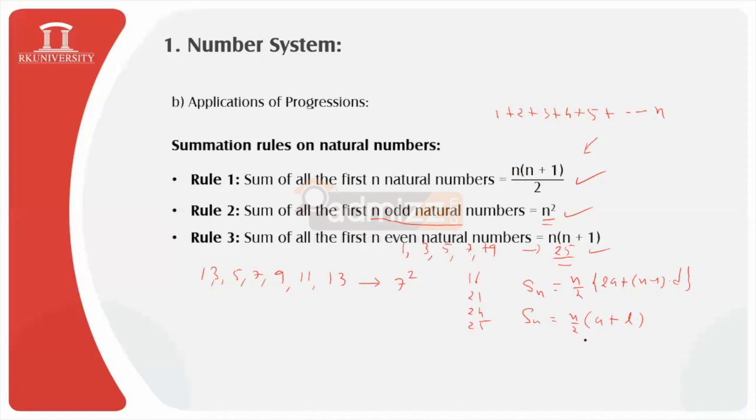Here this formula is like this: n by 2, a means the first term. For the sum of the first n natural numbers, first term is 1, last term is n. So here it is written n plus 1, I will write 1 plus n. So this means n by 2 in the bracket n plus 1, which is the first formula given. So you can write in this way.